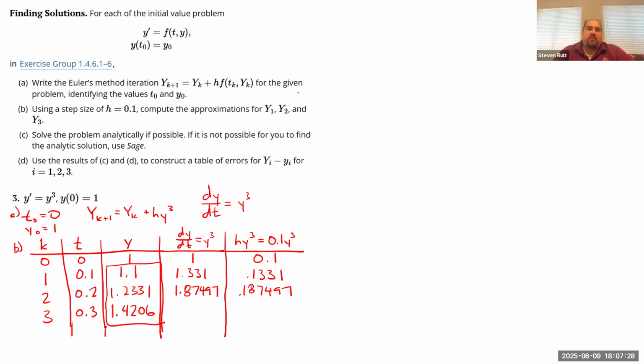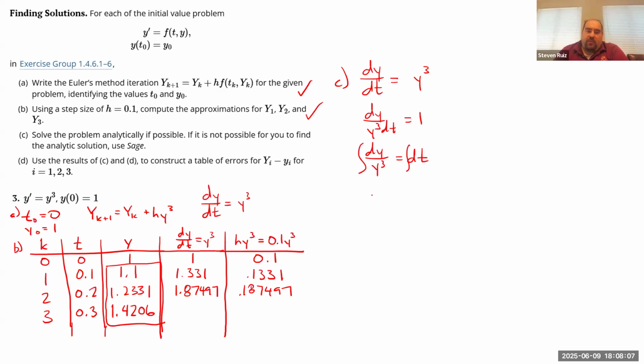All right. So that's B. Part C, solve the problem analytically if possible. So I should be able to do that. So part C, dy dt is equal to y cubed. I can separate this. If I divide both sides by y cubed, I get dy over y cubed dt equals 1. Multiply through by dt, I get dy over y cubed equals dt. So this has been separated so I can integrate.